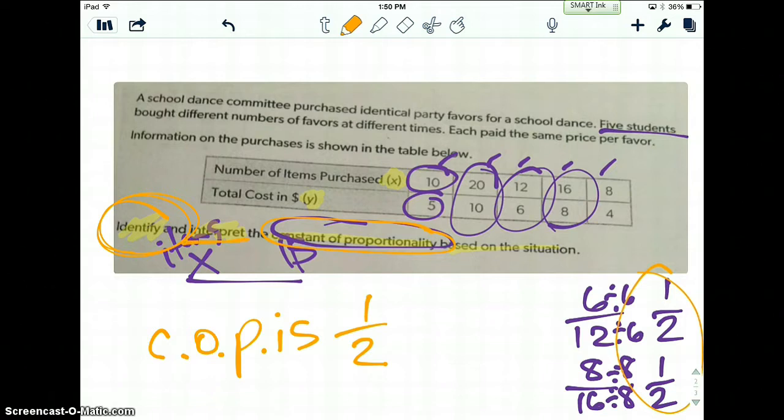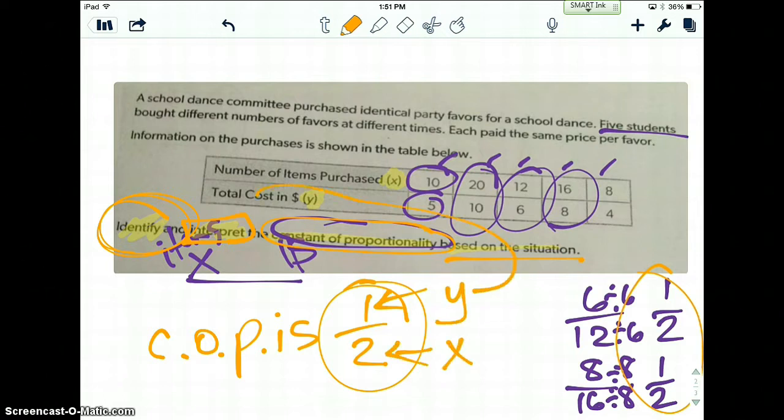And if I interpret that based on this situation, what the heck does this mean? So remember that this was a y value and this was an x value. What did the y represent? The cost in money, and the x represented the items purchased. So what could I say here? I could say the constant of proportionality represents every 2 items bought was how much? $1.